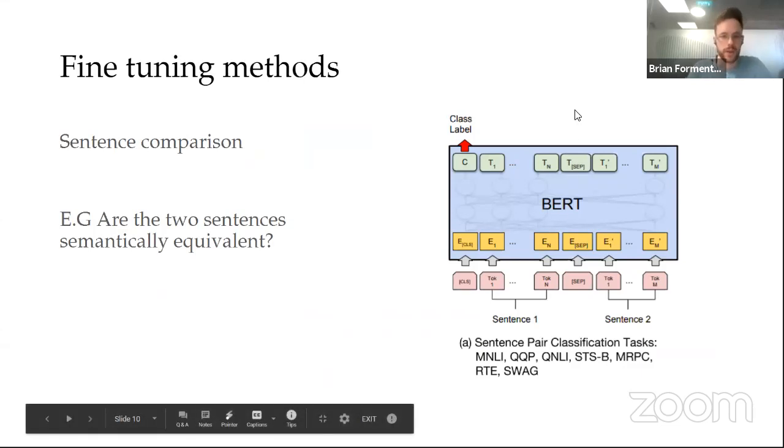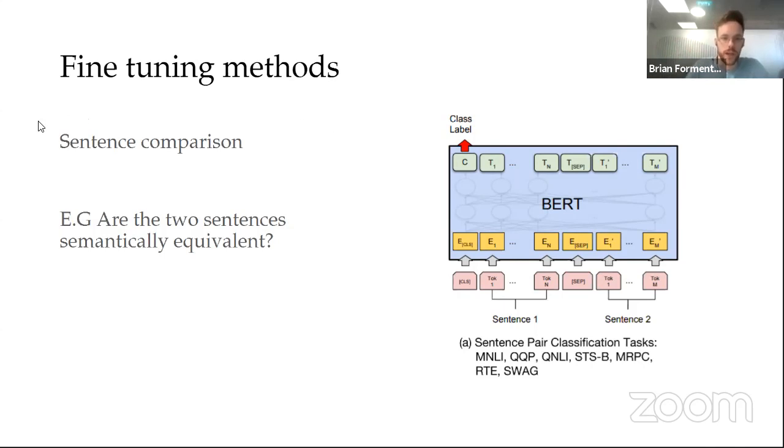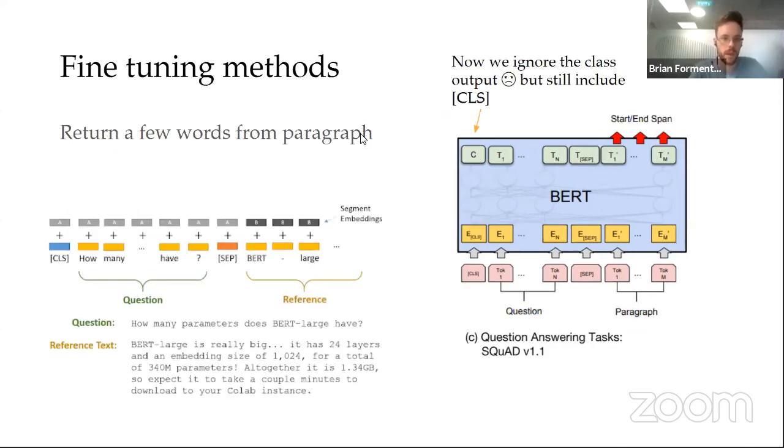So what other methods can you use to fine tune? Well, for example, you can do sentence comparison, to see whether two sentences are semantically equivalent. For example, with Quora, to see whether two questions are the same. So you have sentence 1 and then sentence 2, and you class label whether they're the same or not.